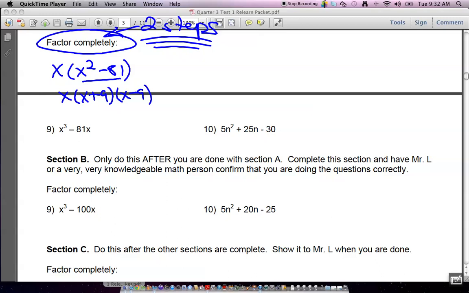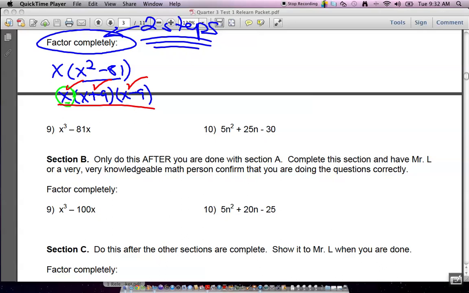One of the things we see kids do, sometimes they leave out the x, cover up the x with your hand if you will, and they only put x plus 9 times x minus 9. That is incorrect. Has to be all 3 parts. The x has to be there, the x plus 9 has to be there, and the x minus 9.